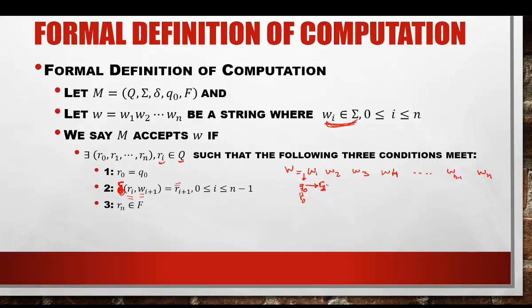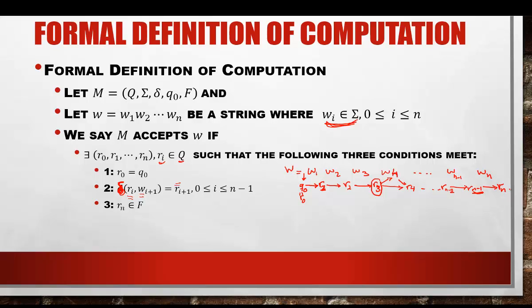And then upon seeing W sub 2, I go to R sub 2. Upon seeing W sub 3, I go to R sub 3. Upon seeing W sub 4, so when I'm in state 3, I see W sub 4, I go to R sub 4. And I keep doing that, up to R sub n minus 2. And finally, when I'm in R sub n minus 1 and I see W sub n, I end up at some state R sub n.